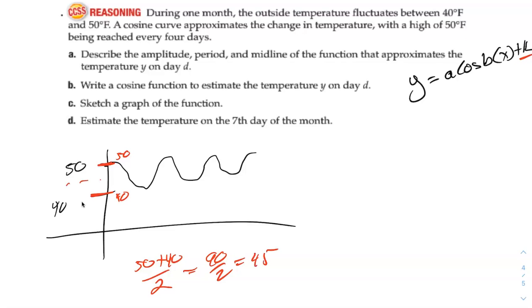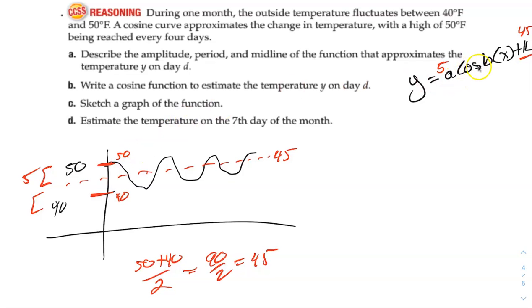That is my middle. That's the key to all these going backwards problems. Figure out what your middle is. So that's my vertical shift, right? What's my amp? It's the amp from the middle to the top. So what's my amp from here to here? Well, 45 to 50 is 5. So there's my amp. Now I just got to find one thing.